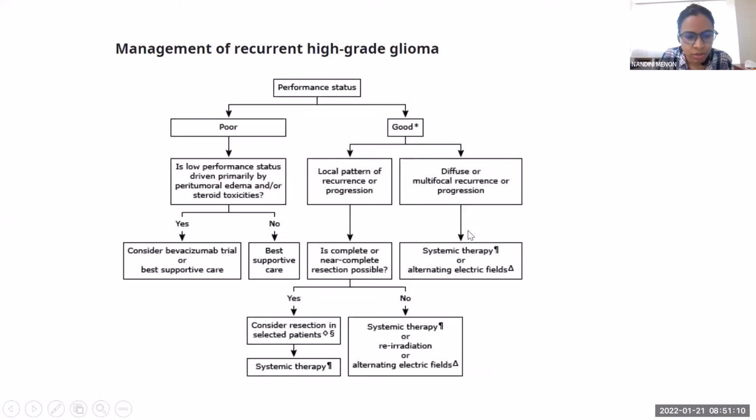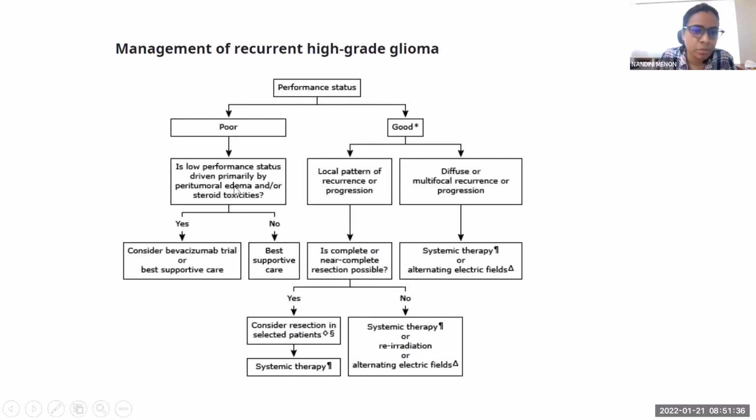So how do you approach a case of recurrent glioma? The most important thing: the prognostic factors of age, performance status, neurological function, and extent of surgical resection that determine the outcomes in the first line newly diagnosed glioma also define the outcomes in the recurrent setting, because these are the factors which determine whether the patient goes for local therapy or does not go for local therapy.